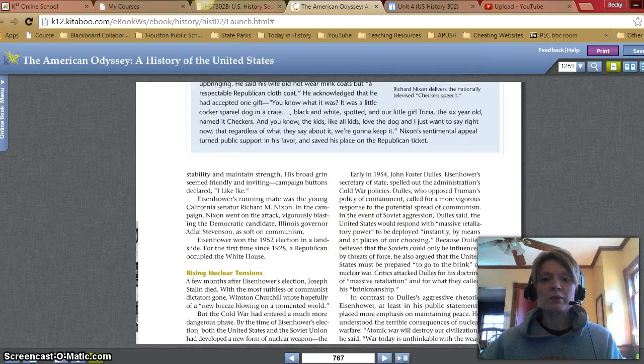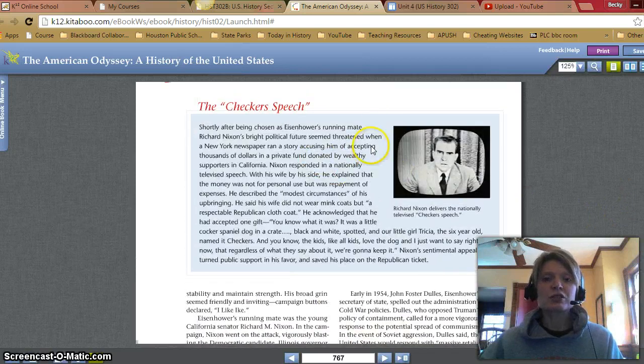Let's go up here a little bit and read about Nixon and his Checkers speech. Shortly after being chosen as Eisenhower's running mate, Richard Nixon's bright political future seemed threatened when a New York newspaper ran a story accusing him of accepting thousands of dollars in a private fund donated by wealthy supporters in California. Nixon responded in a nationally televised speech.